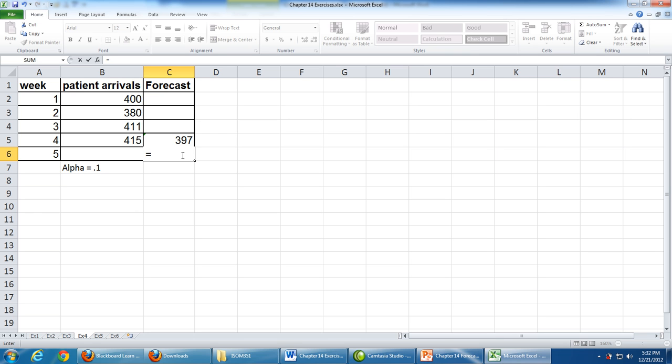So forecast for 5 will equal alpha 0.1 times D4 plus 1 minus alpha times forecast 4. Okay, 398 is forecast for 5, or sometimes we denote it like that, so we know we're trying to find forecast for 5. We call this exponential smoothing method.